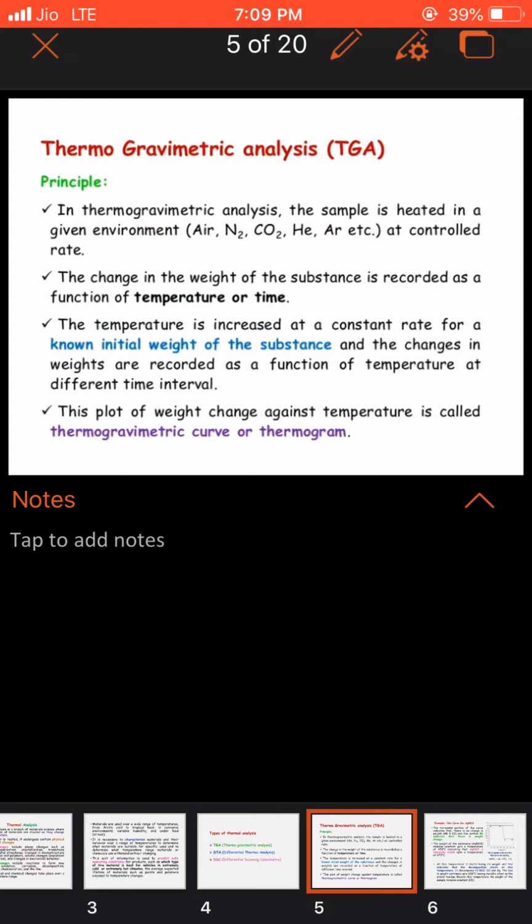So this means we are taking the material in a sample holder and we are supplying heat at a constant rate, so that the material's temperature will also increase at a constant rate. And we will observe the changes in the weight or mass of the substance under study as a function of temperature or time. So we can plot the weight change against temperature, and this kind of plot is called a thermogravimetric curve or thermogram.